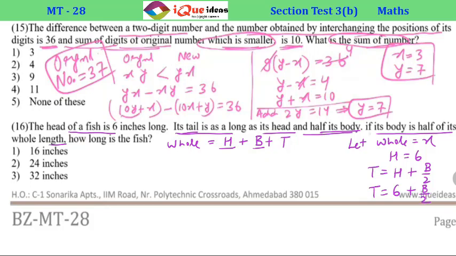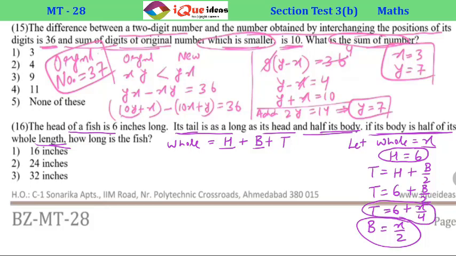Alright. And then it says this body is half of its whole length. So we have taken whole length to be x. That means the body is equal to x by 2. So that means this t, that is tail, will become 6 plus, b itself is x by 2, so b by 2 will become x by 4. Right? So what do we have here? We have h equal to 6. We have b is equal to x by 2. And we have t is equal to 6 plus x by 4.